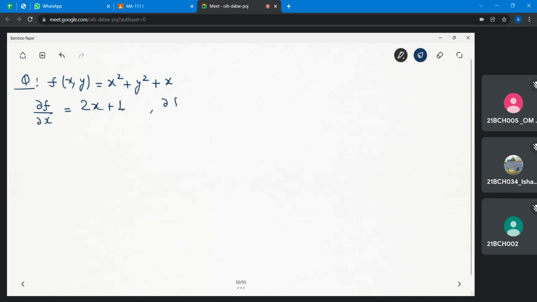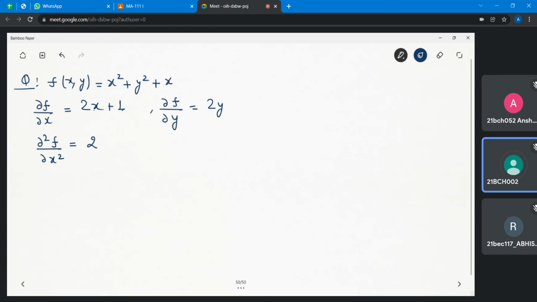What will be the partial derivative of f with respect to y? 2y. We are taking the derivative of y, keeping x as a constant. Similarly, अगर आपसे इसी प्रॉब्लम में सेकेंड ऑर्डर डेरिवेटिव पूछते, so del 2f over del x square will be 2 and del 2f over del y square, 2, right? Now let's take one more problem.